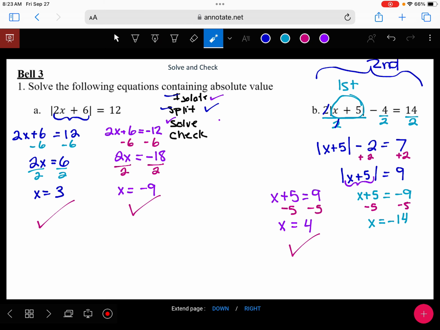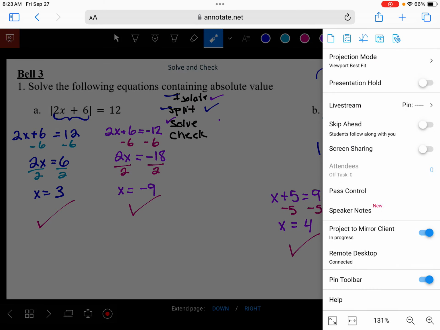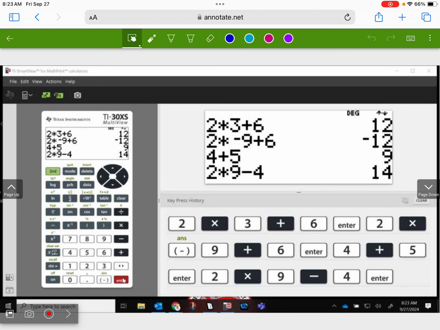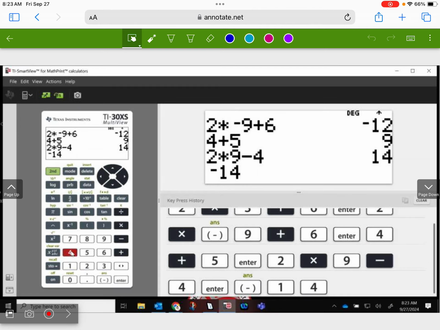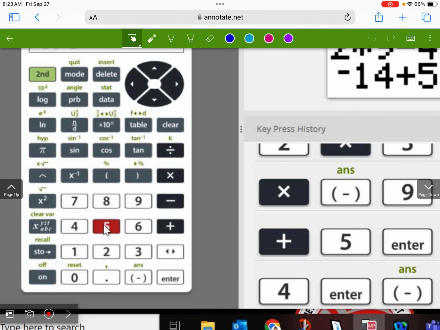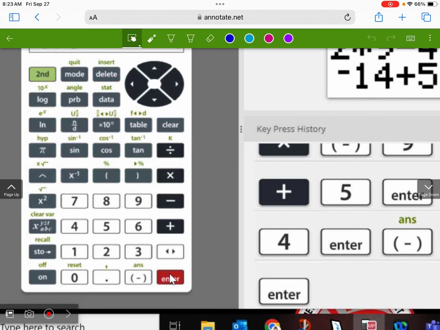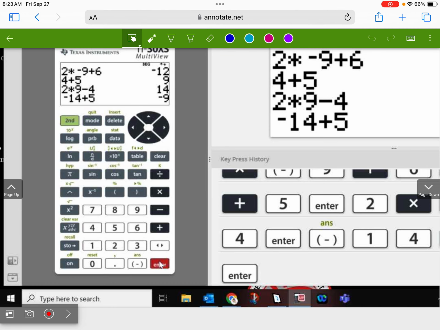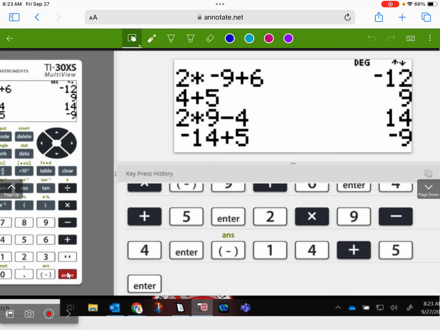I'm going to do the same thing with the negative 14 and show you how to deal with if this chunk is negative. So when we substitute that in, I'm going to look at my absolute value first. My negative 14 plus 5 is negative 9. So what's inside my absolute value is a negative 9. So if we take the absolute value of negative 9, that's positive 9. So when we're substituting it into our equation, I'm going to put in a positive 9.